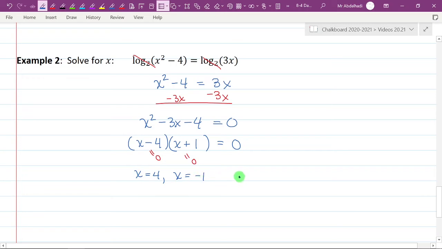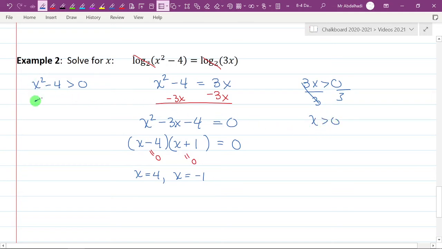Now, you have two options here. You could do the domain for both logarithms. You could do the whole thing where you set this x squared minus 4 greater than 0. And you're also going to have to do a domain for the other logarithm as well. So 3x greater than 0. This one obviously becomes x is greater than 0 after you divide both sides by 3, right? So you get x is greater than 0.